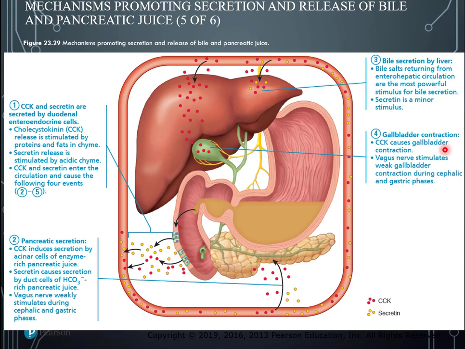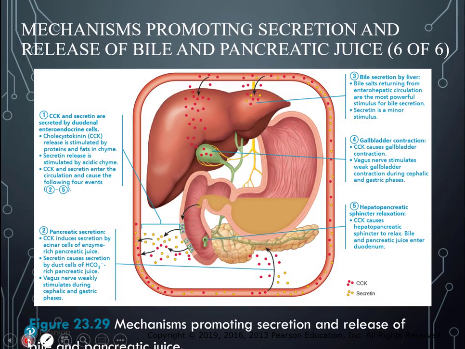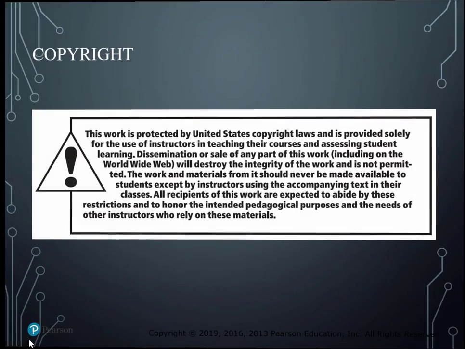Gallbladder contraction is actually caused by CCK. Here, the vagus nerve stimulates weak gallbladder contraction during the cephalic as well as gastric phases. Then finally, this hepatopancreatic sphincter would be relaxed. The CCK causes the hepatopancreatic sphincter to relax. Bile and pancreatic juice now will enter the duodenum, which is the final phase.